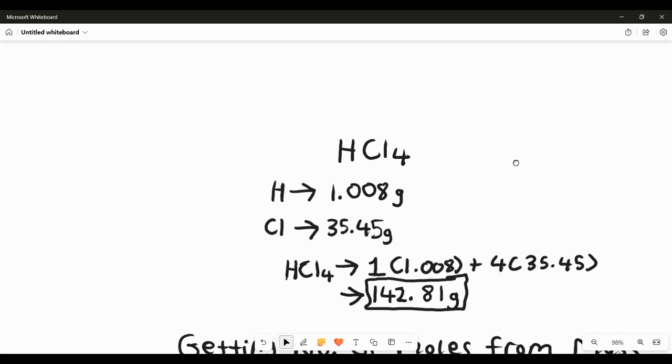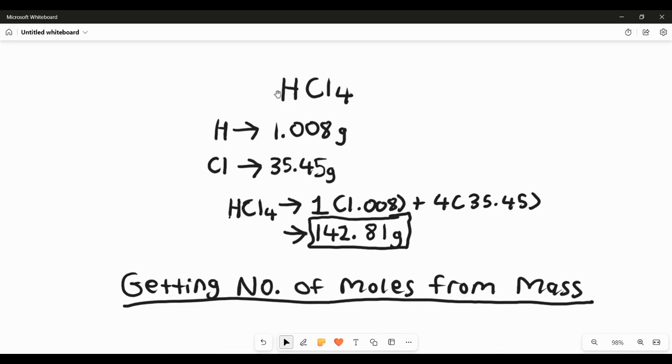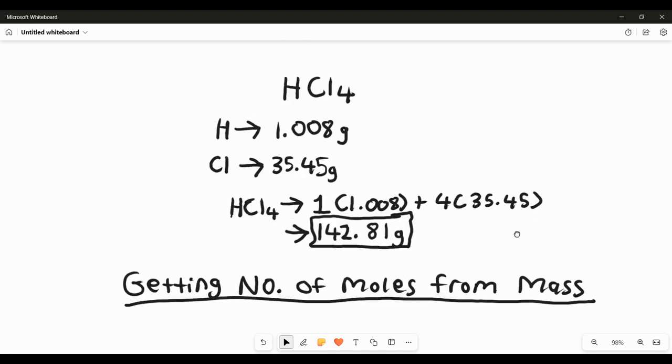So here's the example. I have a compound here, sorry, HCl4. So I find the molar mass of hydrogen, which is 1.008 grams, and I found the molar mass of chlorine, which is 35.45 grams. Now to find the molar mass of the entire compound, I multiply the molar mass of hydrogen by 1 because we have 1 hydrogen, and I multiply the molar mass of chlorine by 4, which is 35.45, which gets me to 142.81 grams.